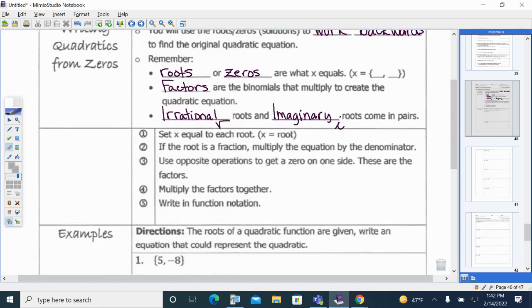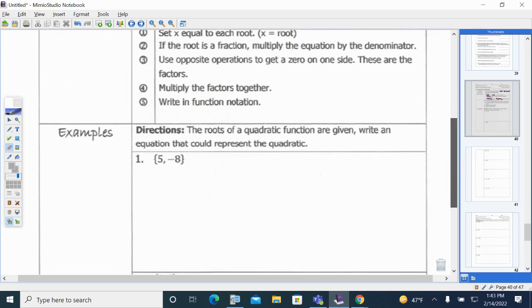The steps are stated here to do this process. Step number 1 says to set x equal to each root. Secondly, if the root is a fraction, we want to multiply the equation by the denominator. Thirdly, use opposite operations to get a 0 on one side. These are your factors. So again, we start with the roots, what x is actually equal to, and then we use opposite operations to change those roots into the factors so that we can, in step 4, multiply those factors together, and then lastly, write the function notation.